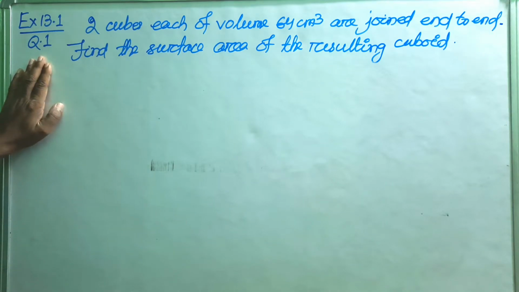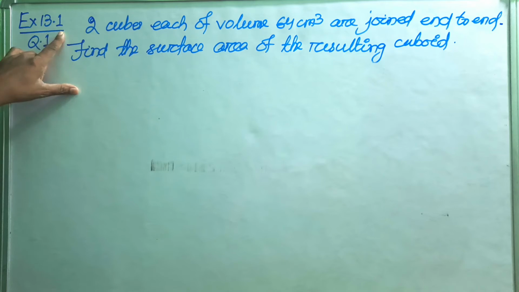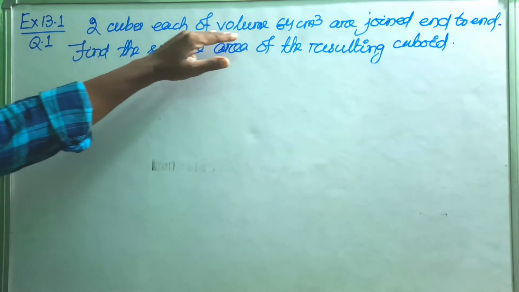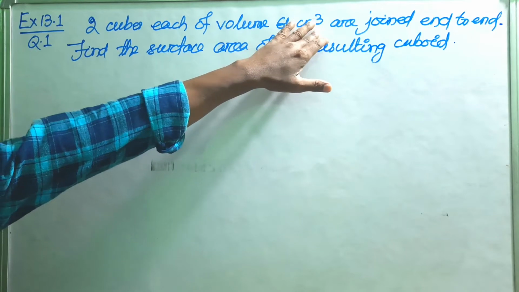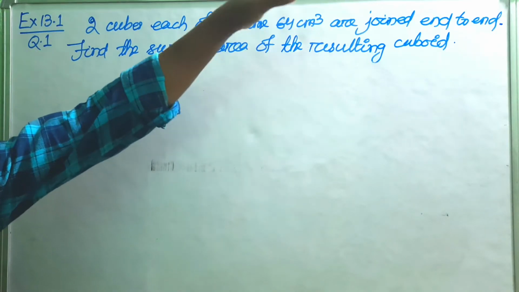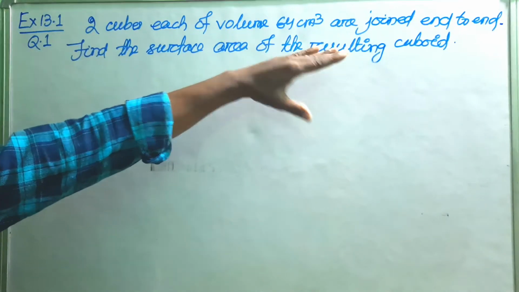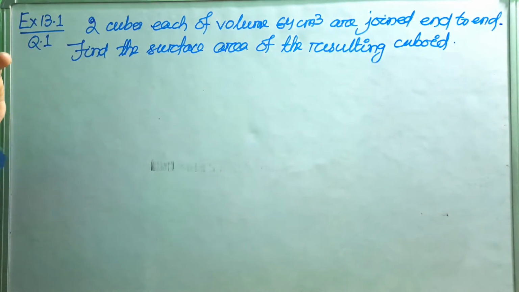Today we will solve question number 1 of exercise 13.1 from chapter 13, CBSE class 10 math. Here the question is given: two cubes each of volume 64 centimeter cube are joined end to end. Find the surface area of the resulting cuboid. So this is the question we have to solve.